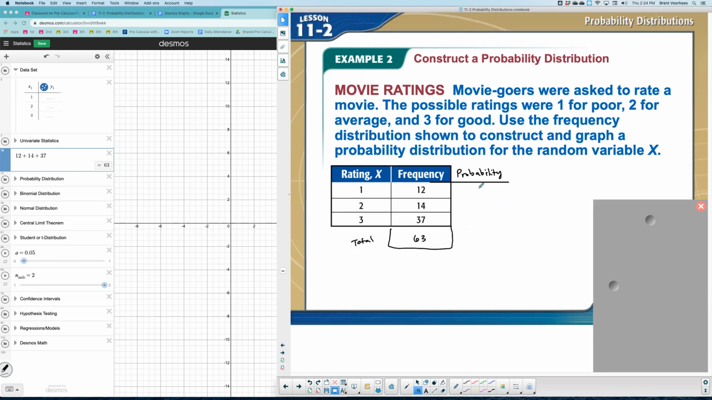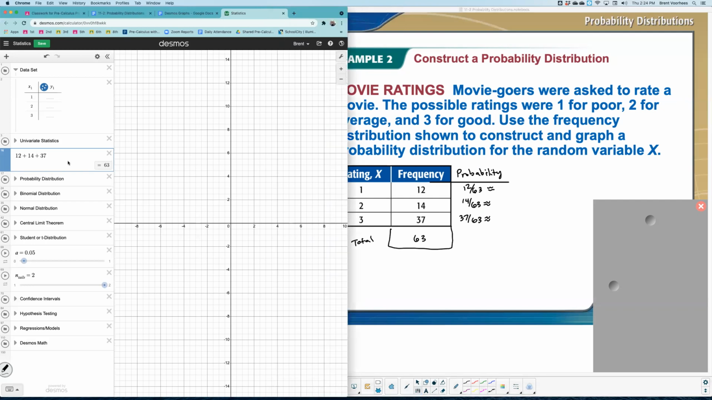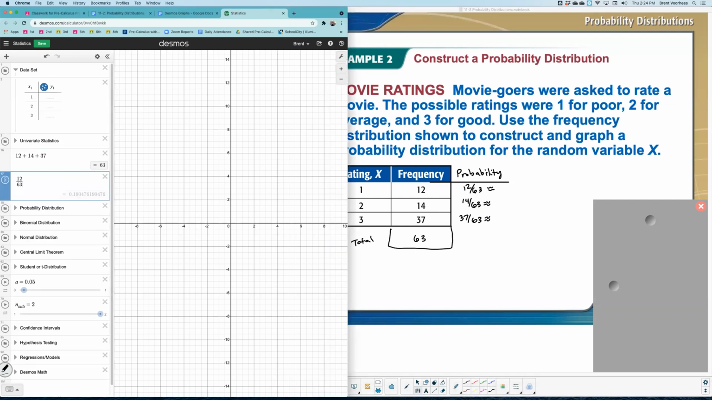So the probability of the first occurring is 12 over 63, which I will get as a decimal in this moment. The probability of the second occurring would be 14 of 63. So notice this is not cumulative this time. We're not adding these up. And the probability of the third occurring is 37 over 63. So we can go to the calculator and find each of these values. 12 divided by 63 is 19%.